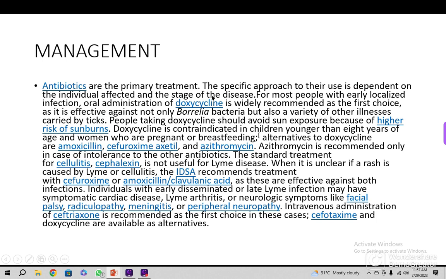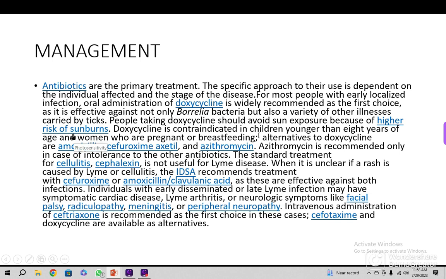Management of the antibiotics, of course, it is a microbiological agent. You have to give the antibiotic. The oral administration of doxycycline is widely recommended as the first drug of choice, and it is effective against not only the Borrelia, but very similar other tick-borne diseases.